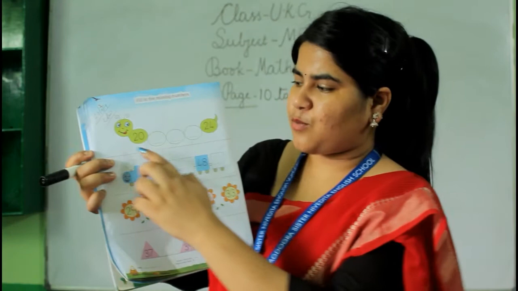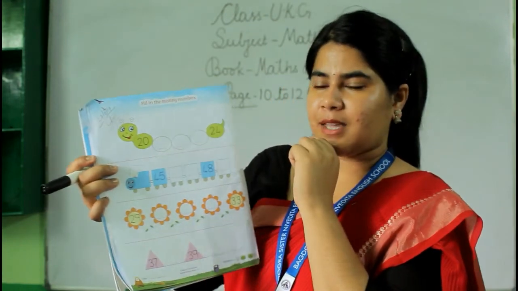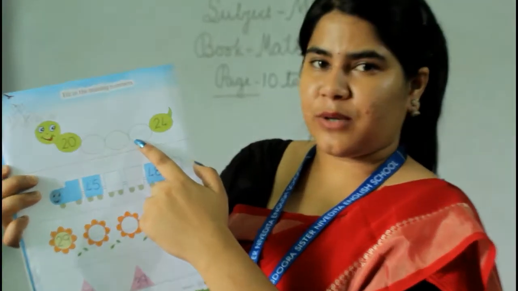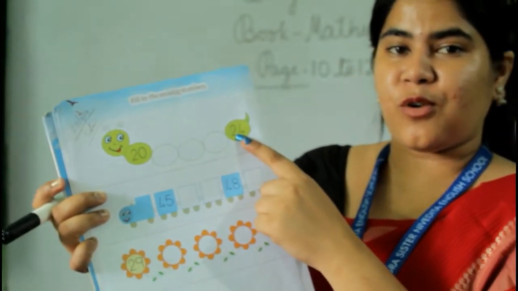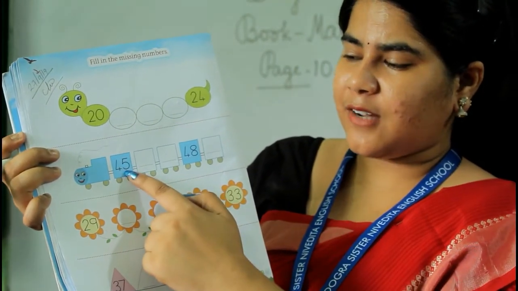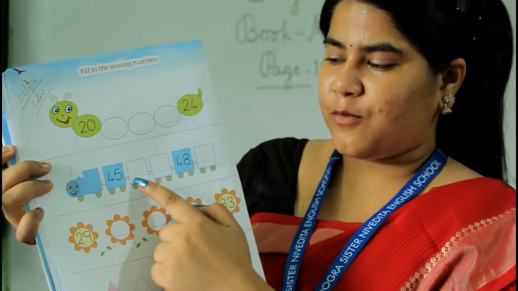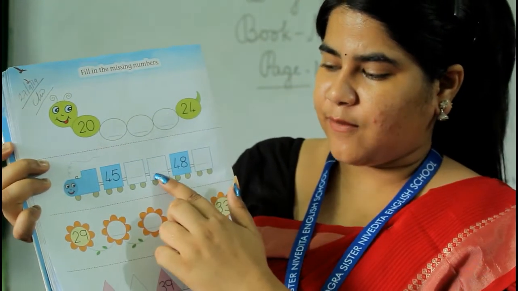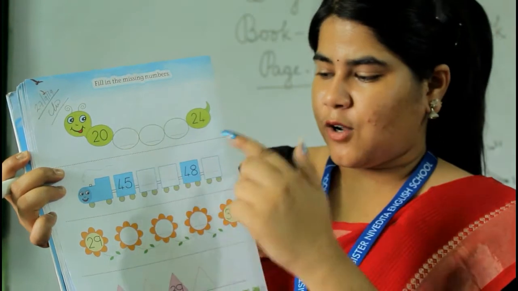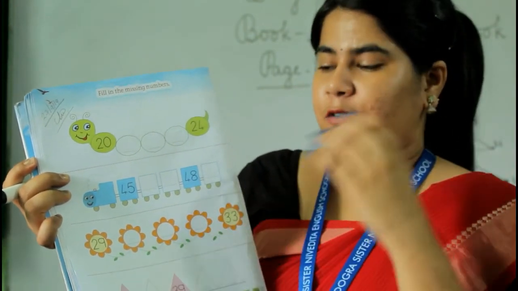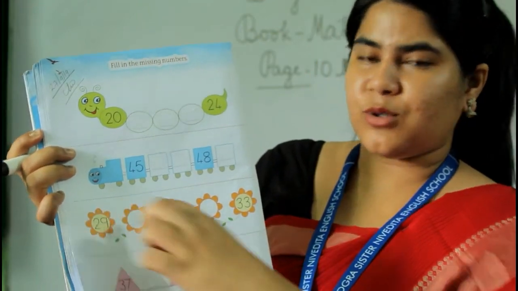Now tell me students, what comes after 20? It's 21, 22, 23, and at last 24. And in this number train, starting from 45, what will come here? 46, then 47, 48, 49.